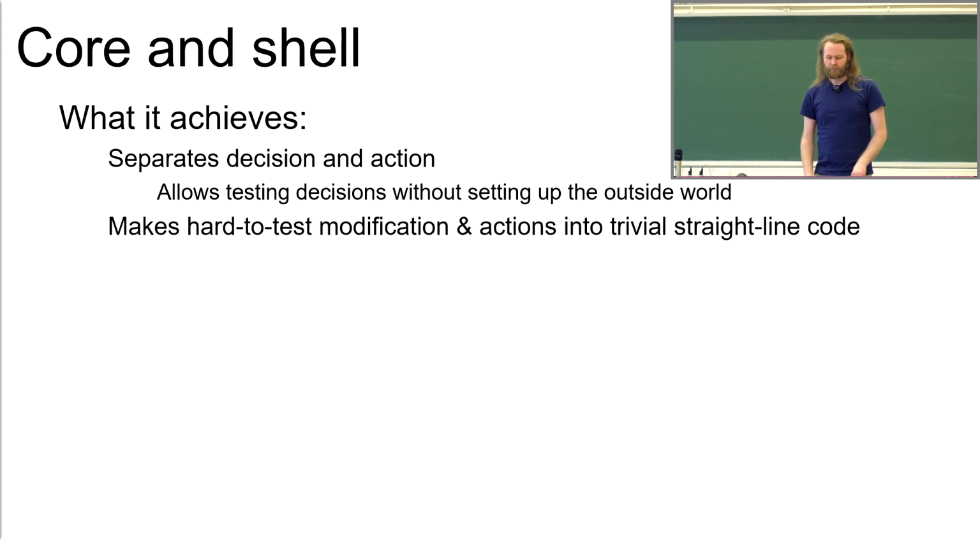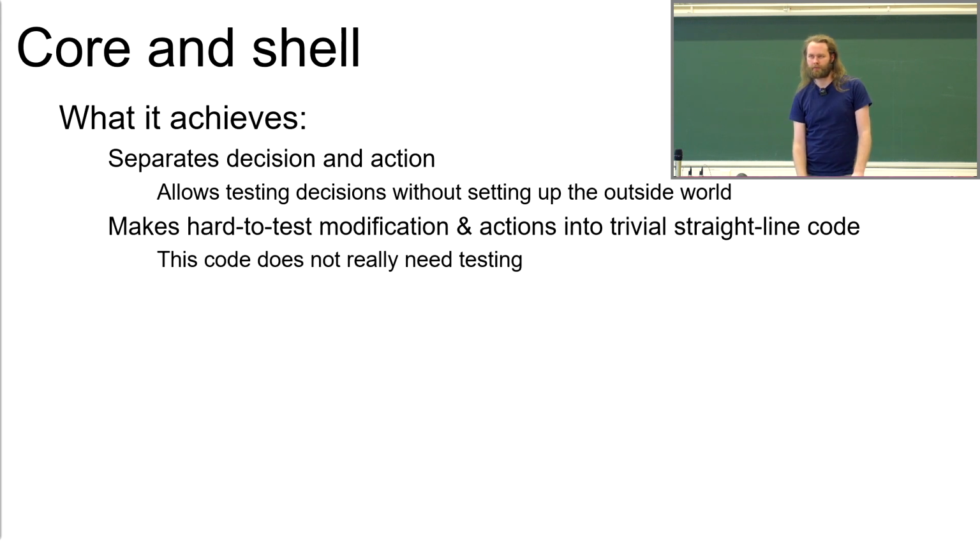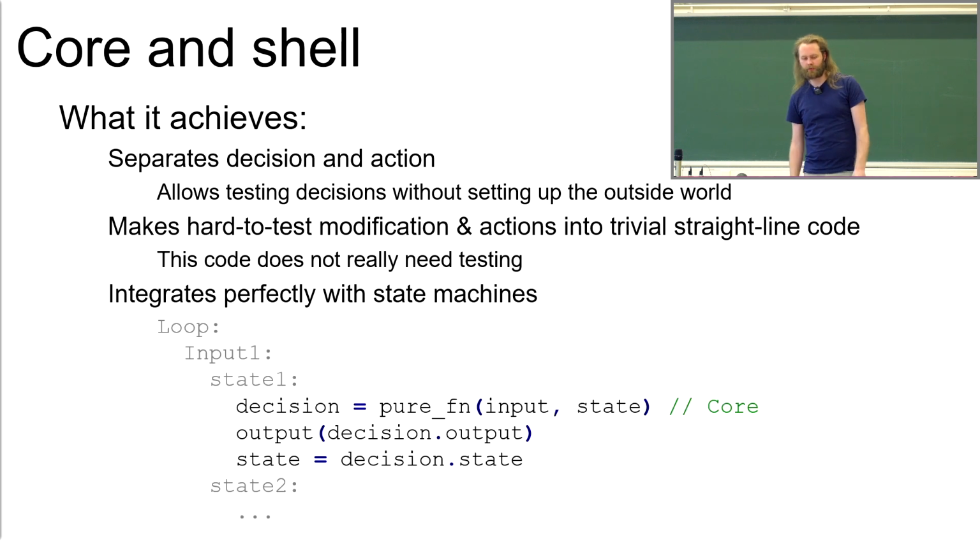The hard-to-test part was modification and performing actions. And it transforms all modifications and all actions into trivial straight-line code, which doesn't require testing. And it also integrates perfectly with state machines. So the grayed out parts, this is the shell. And the decision equals some pure function. The pure function there, which lives somewhere else, the collection of those pure functions is the core. And as I said, you can make as many of those as you like.